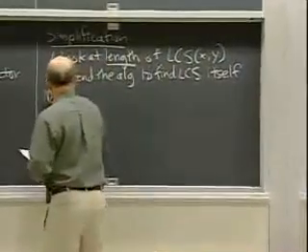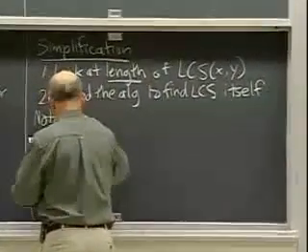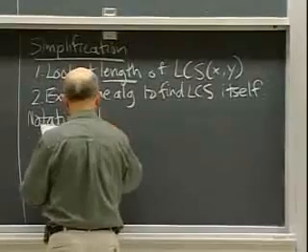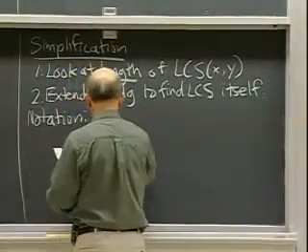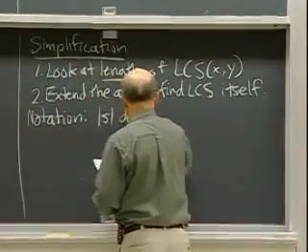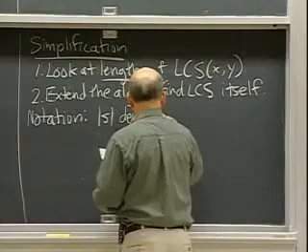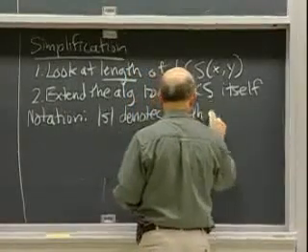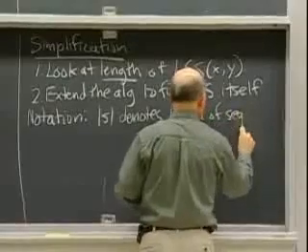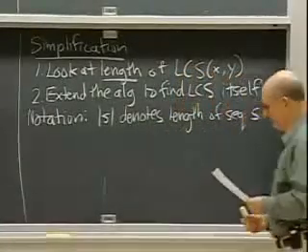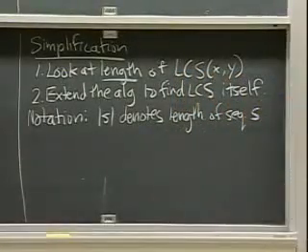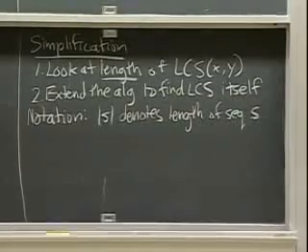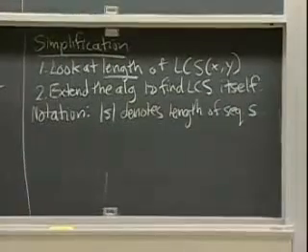We'll adopt the following notation. It's pretty standard notation, but I just want to say, if I put absolute values around a string, or a sequence, it denotes the length of the sequence S. Okay? So that's the first thing.